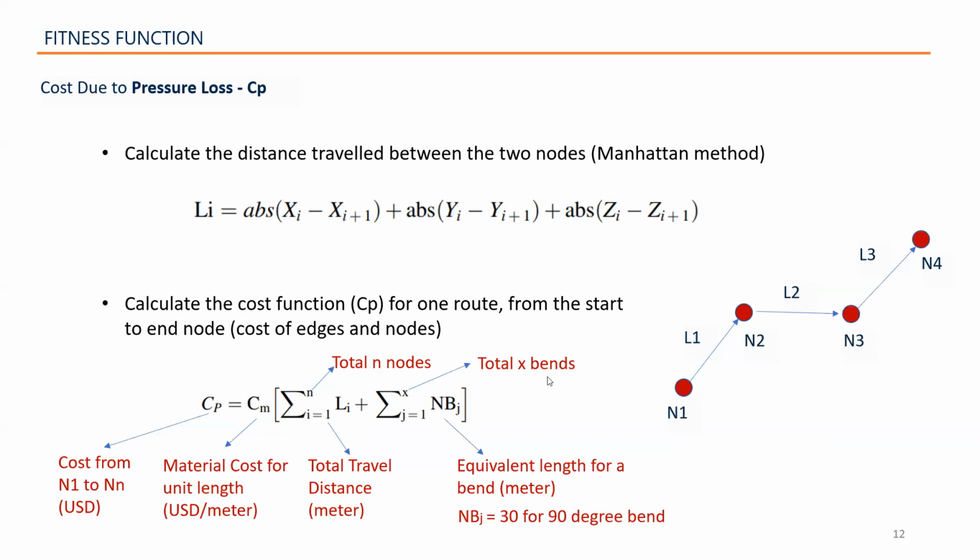This j is the bends. j goes from 1 to X, the total number of bends. NBj is the equivalent length for a bend in meters. In this paper, because the 90-degree curved elbow is considered, NBj equals 30. Frankly, I'm not quite sure why a 90-degree bend equals 30 meters, but this is what this study used.